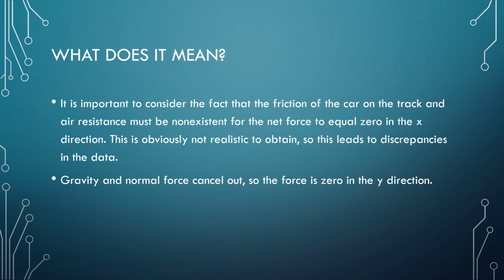And then what does it mean? It is important to consider the fact that the friction of the car on the track and air resistance must be non-existent for the net force to equal zero in the x direction. This is obviously not realistic to attain, so this leads to discrepancies in the data. Gravity and normal force do cancel out, so the force is 0 in the y direction.